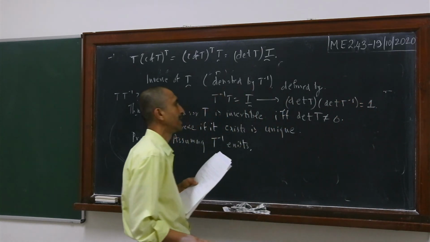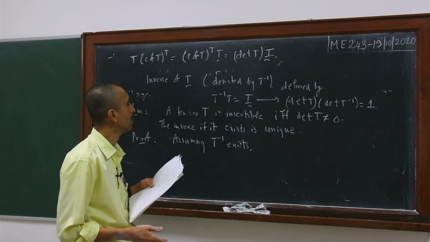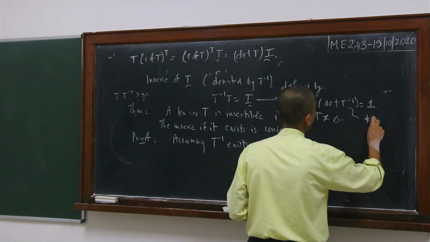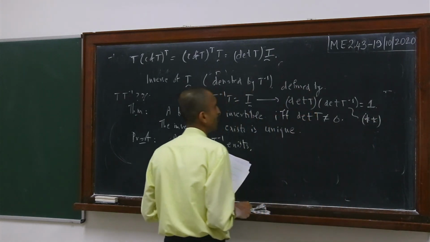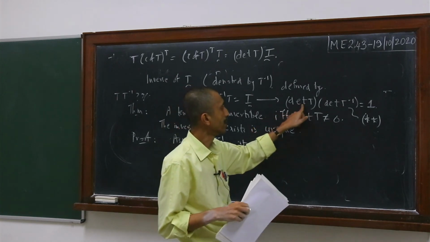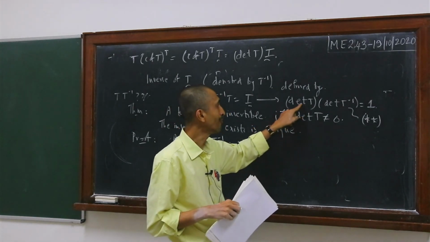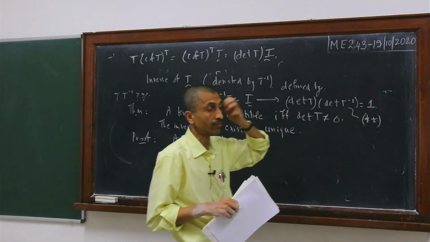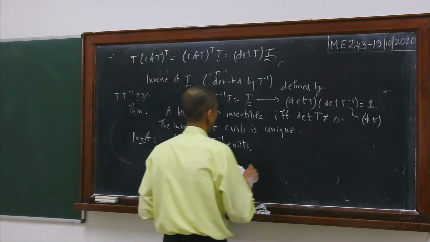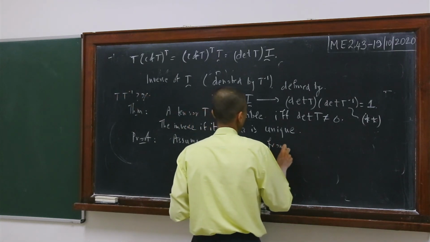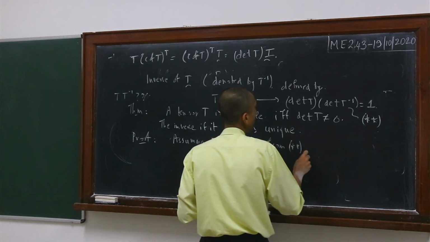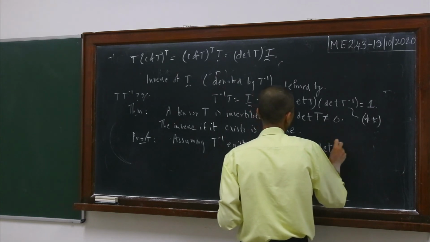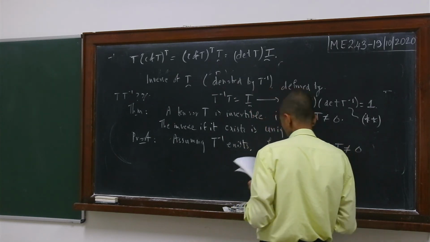Because the determinant of the identity is 1, that's why you'll get this. So from this particular relation, let us call it double star. From double star, what we see is that the determinant of T cannot be 0, correct? Because if the determinant of T is 0, you would get 0 equal to 1, which is a contradiction. So from double star, we get that the determinant of T is not equal to 0. Okay, then fine.